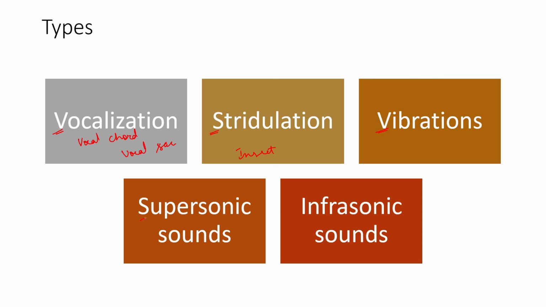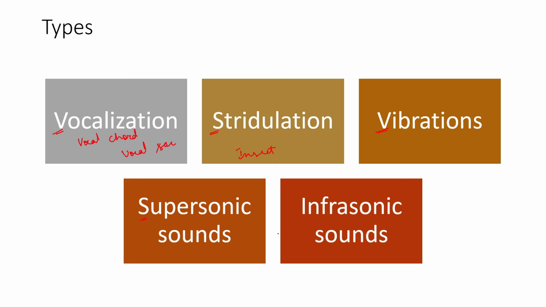Then there are supersonic sounds, which are used by bats. If the frequency is above 20 kilohertz, it is used for echolocation, and it is pretty accurate, as the signaler and the receiver are the same body.